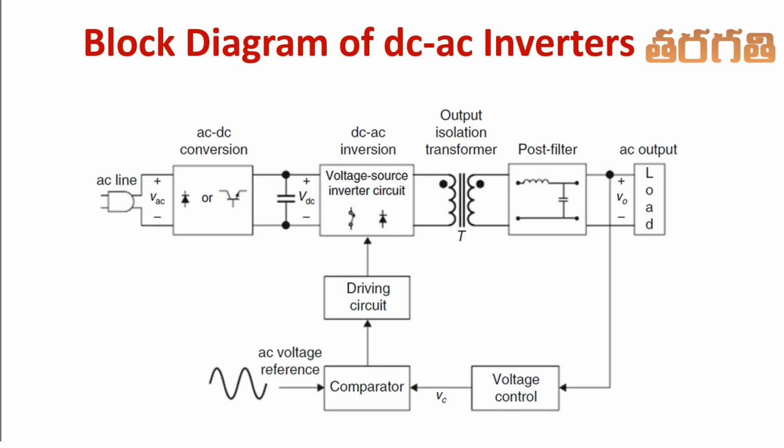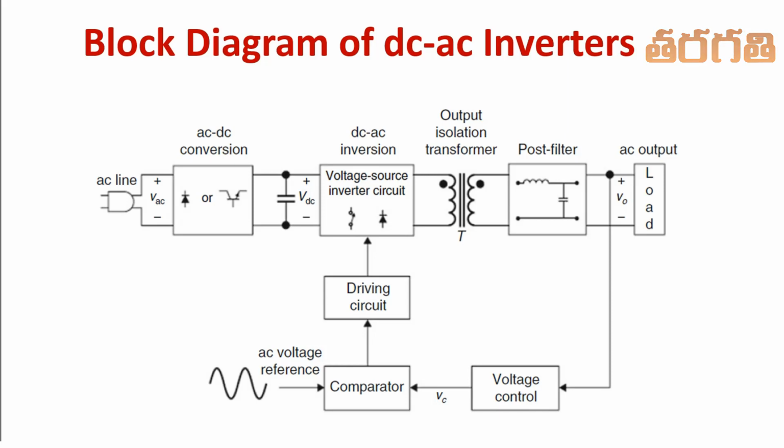So the purpose of using the capacitor here is to stabilize the voltage available across the output terminals of the AC to DC converter, and to stabilize the input voltage supplied to the inverter. Here we are using a voltage source inverter circuit. The trigger pulses are controlled with the help of a control circuit.